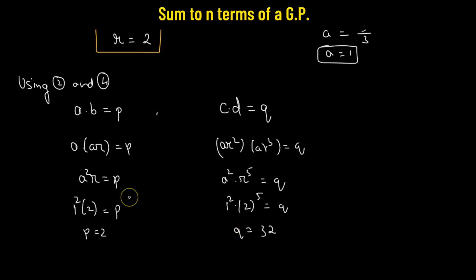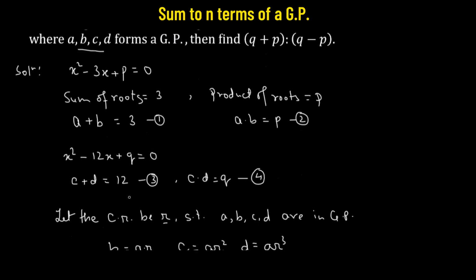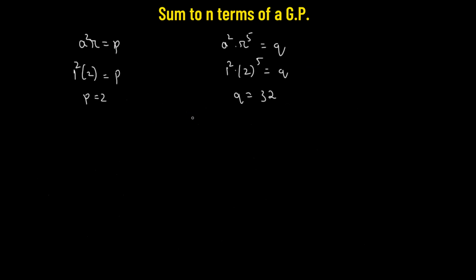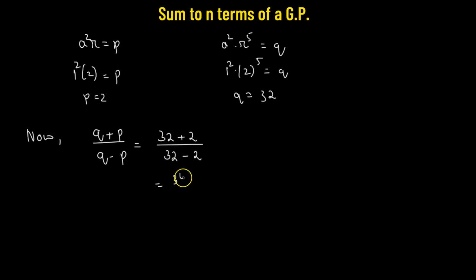Now that we have obtained the values of p and q, let's go back to our original question. We have to obtain the ratio q plus p to q minus p. So q plus p divided by q minus p will be equal to 32 plus 2 divided by 32 minus 2, which is 34 divided by 30. 2 times 17 is 34 and 2 times 15 is 30. So our final value is 17:15.